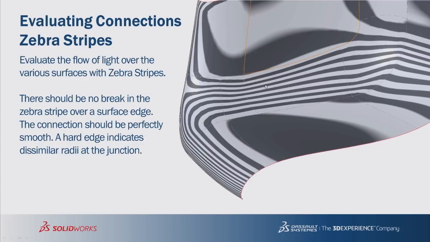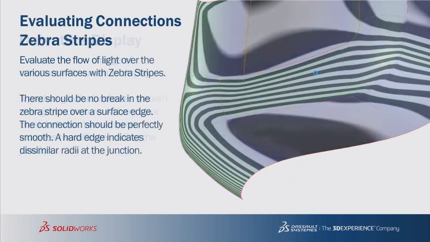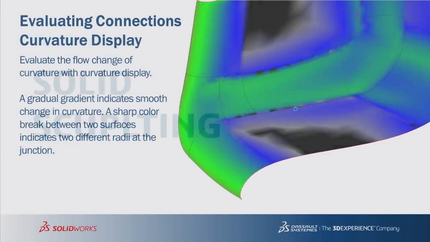So here we can use the curvature or the zebra stripes, not the curvature stripes, the zebra stripes to evaluate connections. Here I have a really nice G2 connection here. But if we look over here, this technically maybe isn't G2 because we see a little bit of a more hard line. The stripes connect, meaning they're at least tangent. If they weren't touching, that would indicate G0. So we can build the surface fill and then evaluate with the zebra stripes. We can also evaluate with the curvature display, but I prefer to use the zebra stripes to evaluate.